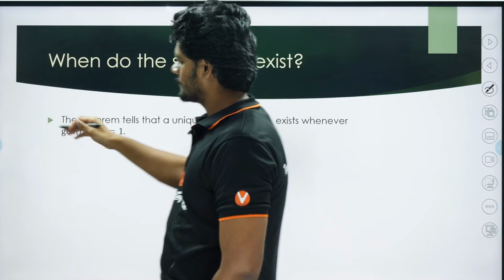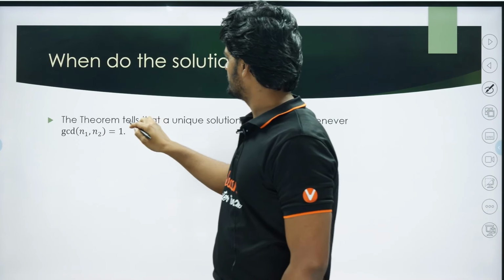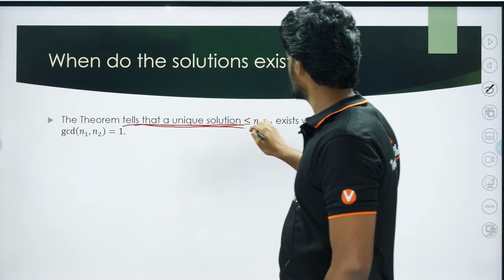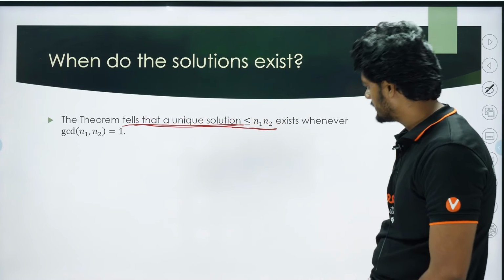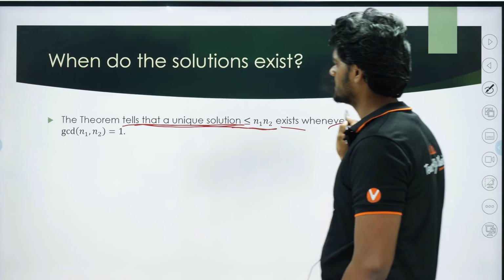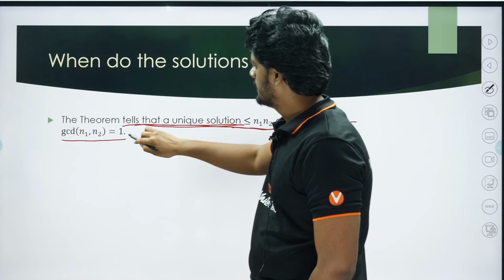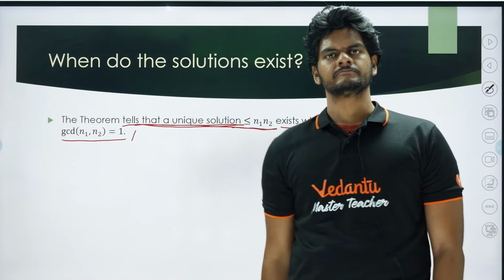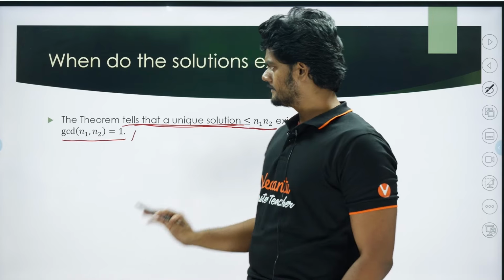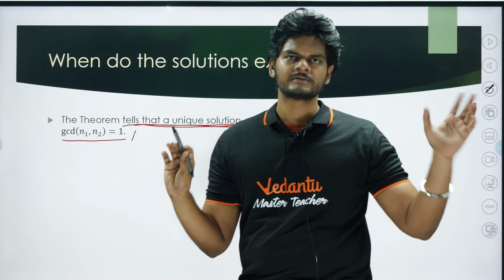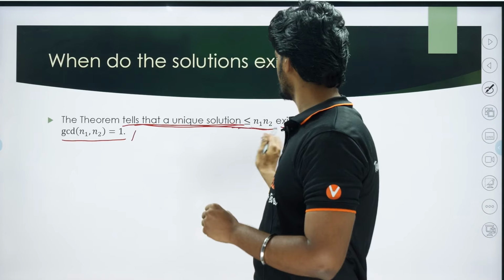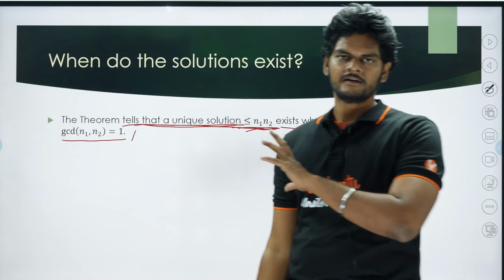So the theorem, what does the theorem actually tell us? The theorem only tells us that there will be a unique solution. A unique solution less than or equal to n1 n2 exists whenever the GCD is 1. If the GCD is 1, there will be at least one unique solution. That's it. That's what the theorem tells. The theorem tells us about the existence and the uniqueness given under certain condition, right?